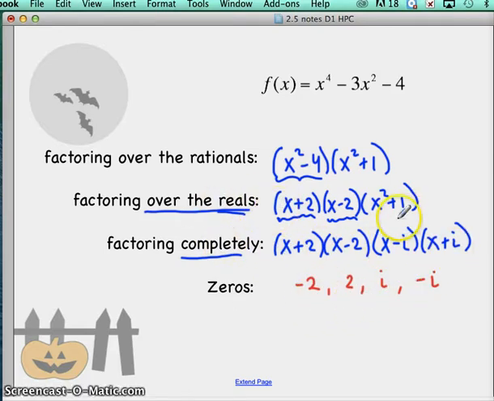Factoring over the reals, the imaginaries get kind of sucked up into this statement right here, not broken down. Only the reals are broken down. And then over the rationals, it's the least factored of all of them.